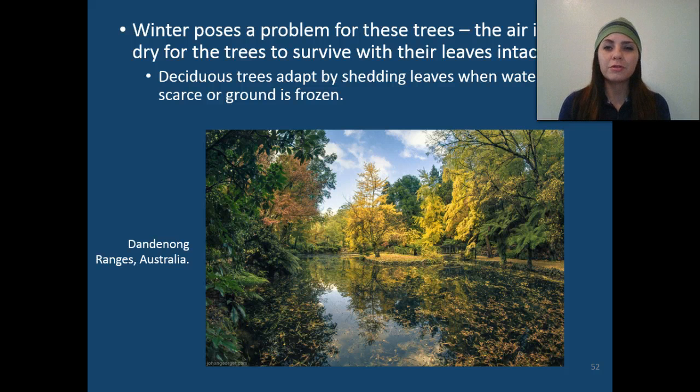Because winter poses a problem for the trees and the air is very dry, the trees can't really survive with all of their leaves with the lack of water and moisture. The reason they shed their leaves is to conserve the water loss that they would have had if they had their leaves intact. So the deciduous trees adapted by shedding their leaves when the water is scarce and the ground is frozen.